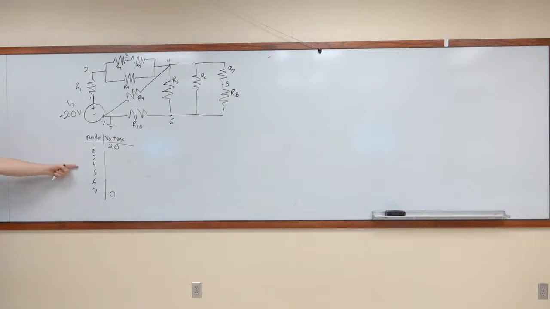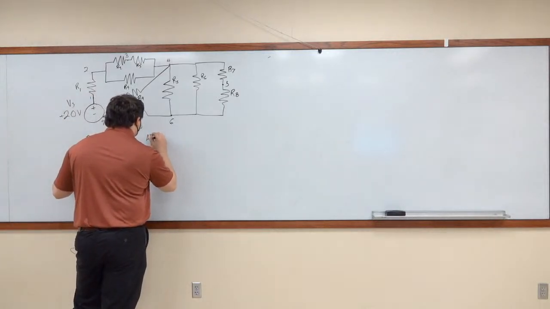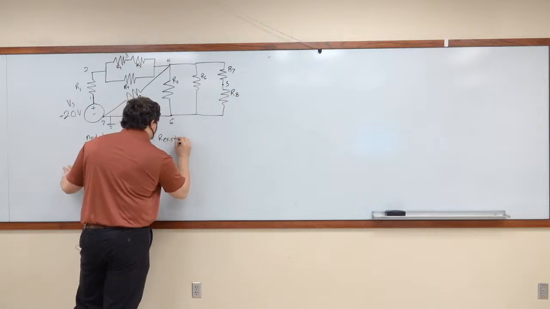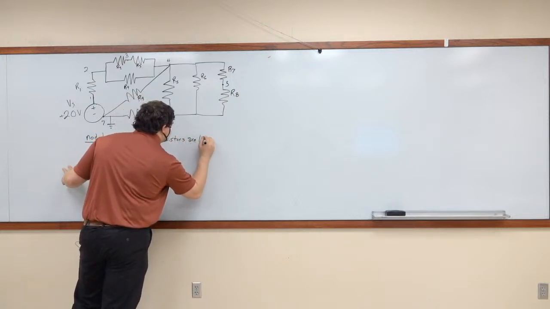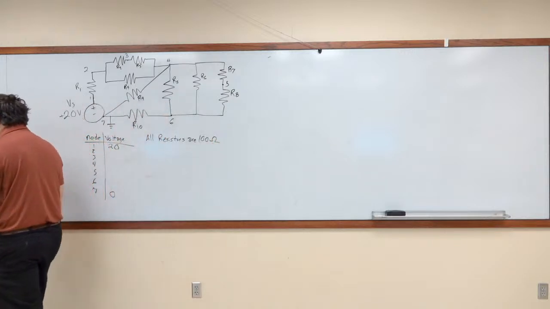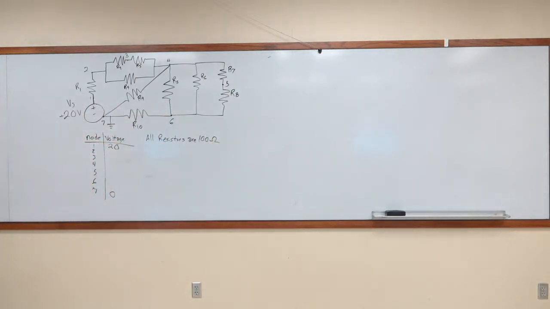Here we have 7 different voltage values that we'll find at 7 different locations in our circuit. Okay, now I haven't given you what all the resistance values are. So we're going to make all resistors 100 ohms, just to make the math a little simpler. Everything is 100. We're going to keep this node voltage table on the board because we're going to be filling this out as we go. I want to know what all the voltages are at each node.